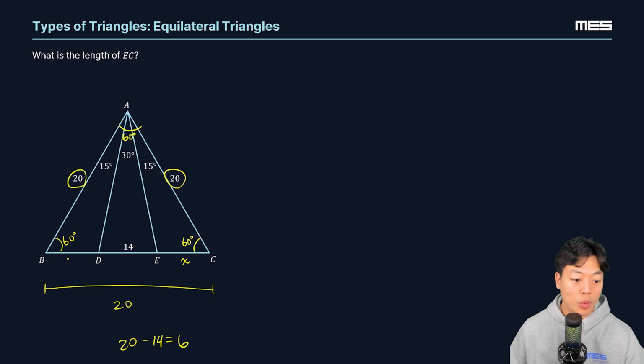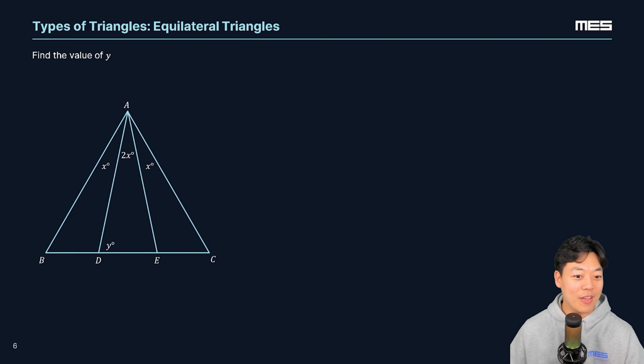So x will be the same distance as x here. So 2x is equal to 6. Therefore, x is equal to 3. And there's your length for EC. Find the value of y.